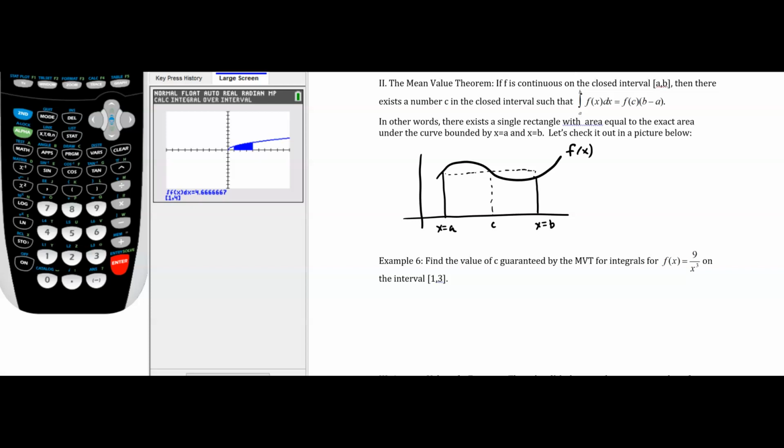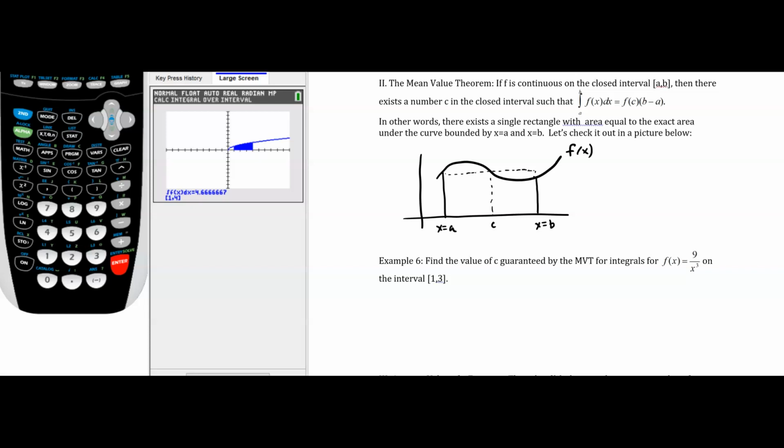You might remember the mean value theorem for derivatives. The mean value theorem for derivatives said that if we had a continuous and differentiable function on a closed interval, then there was a place at least one time in the interior of the interval where the instantaneous rate of change was equal to the average rate of change.